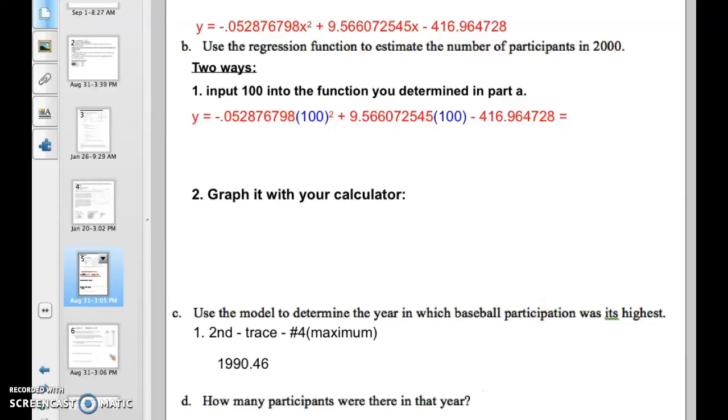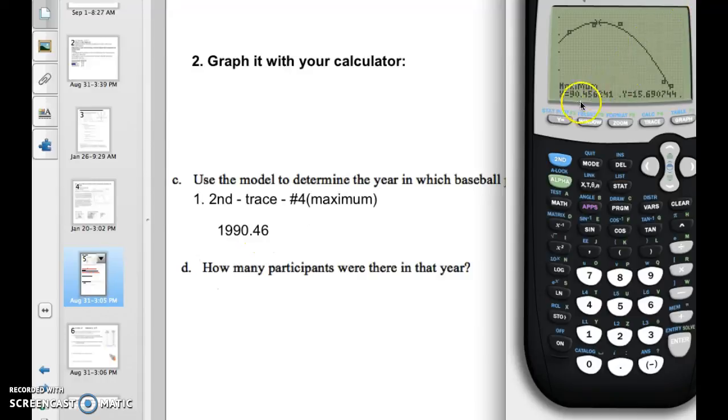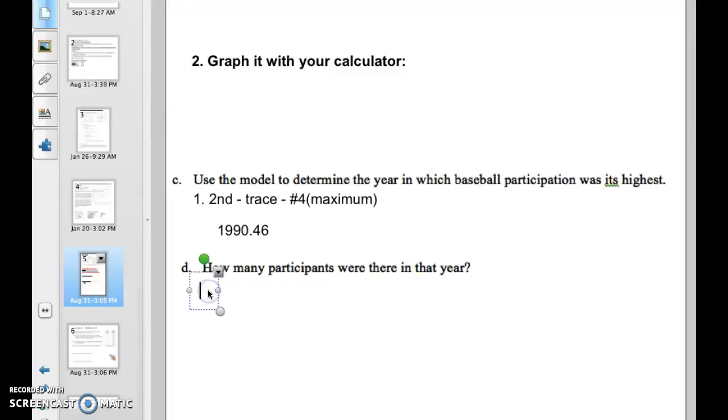And then to answer part D, how many participants were there in that year? Now again, year was the X value on my calculator, and participants was the Y value. And so my Y value is 15.7 million participants. And that answers part C and D.